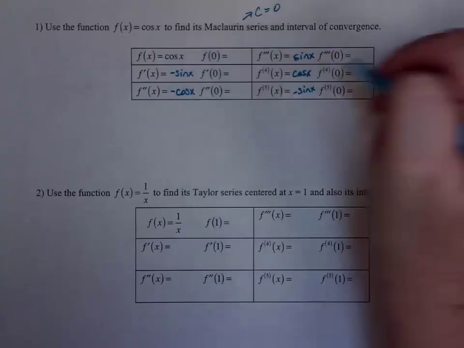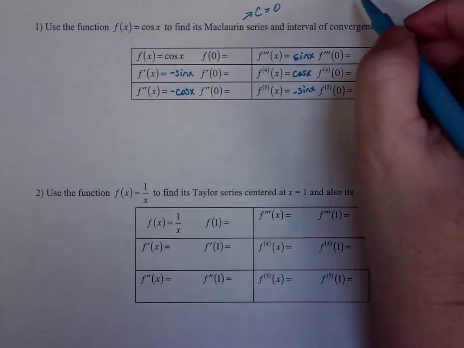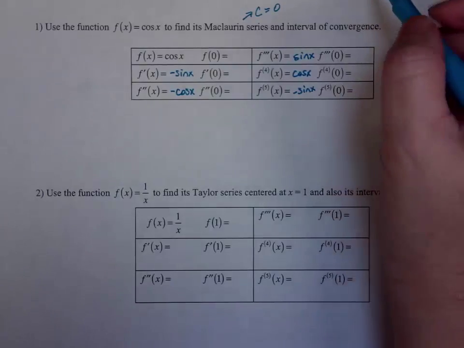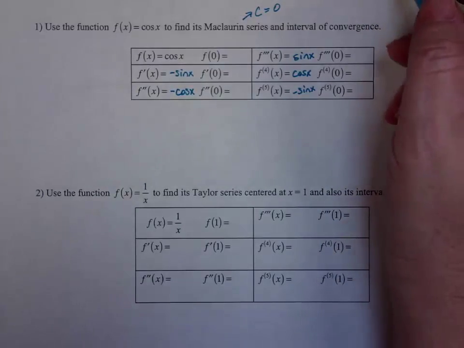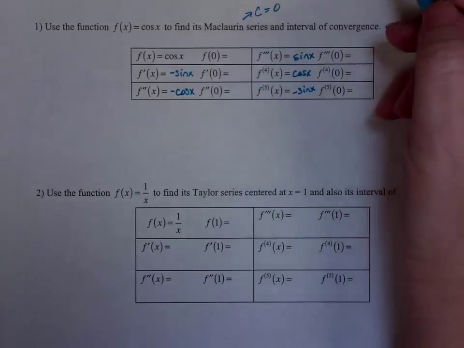Now they go out 5 derivatives. There's no set number that you need to go, but you just need to go enough so that you can see the pattern. Once you've got the pattern figured out, you're good. And we'll do a couple practice ones to show you about that.